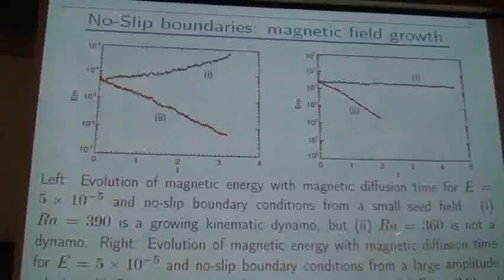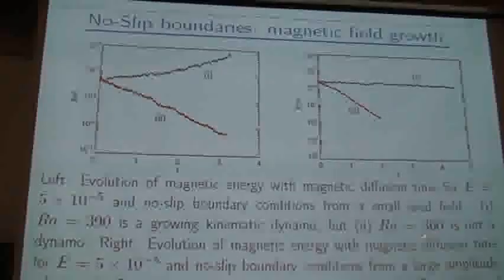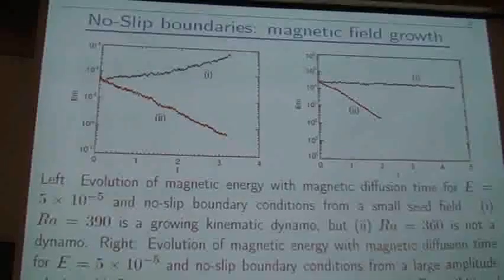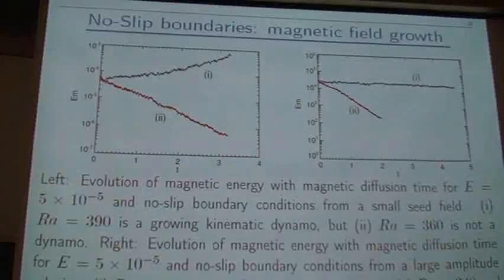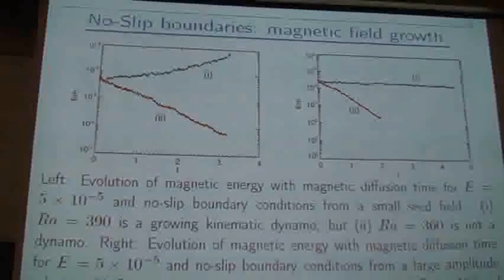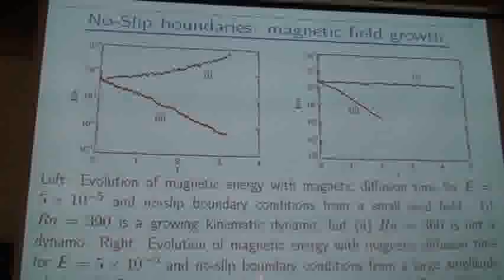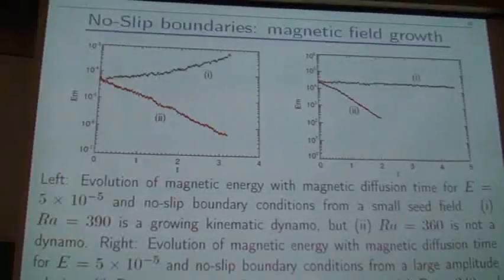And at 360, it's not actually a kinematic dynamo, but between 390 and 360 is the growth. And if you go below 360 down to 340, the field collapses. So this thing here has now come down to a fairly narrow bit. So we're still getting some subcriticality, but less in the no-slip boundary condition case. Partly it's due to the additional Ekman suction, which produces helicity even if you've got no magnetic field.